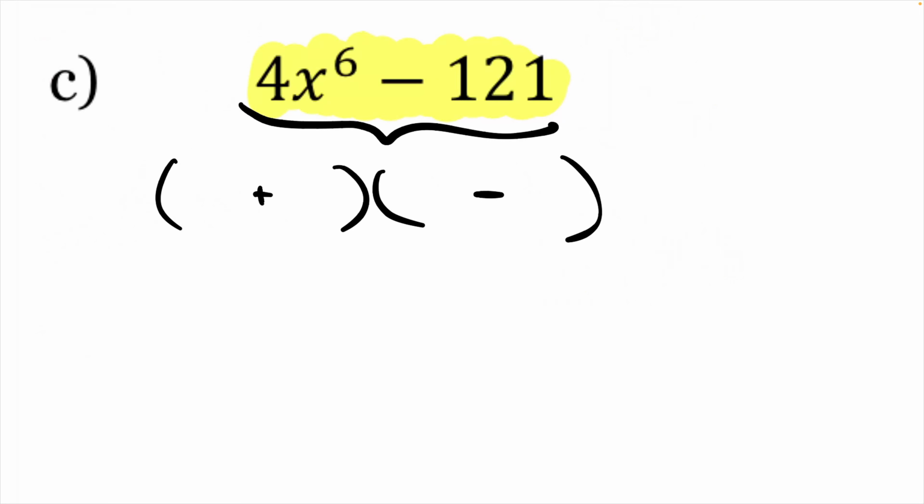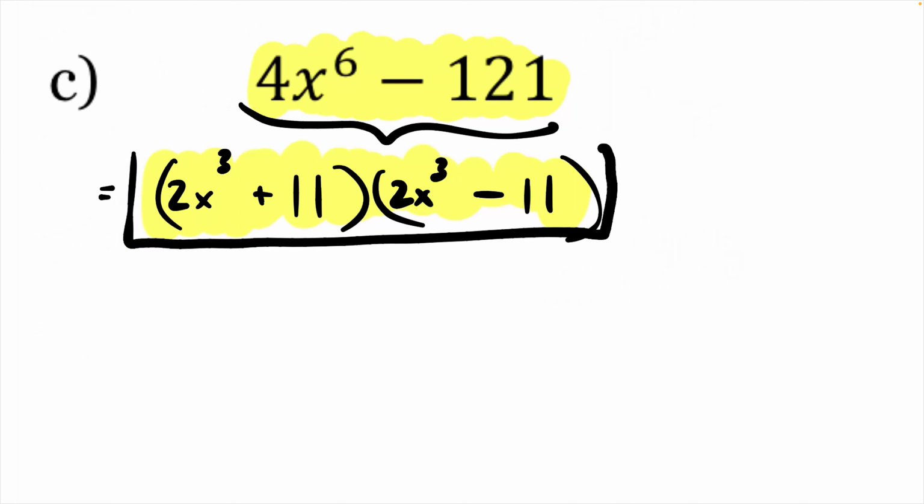What's going to go to the left of the plus and the minus? 2x3, right? 2x3, good. 2x3, because the square root of 4 is 2. Half the power, x3. And then what is the square root of 121? 11. Are any of those guys difference of squares? No. Now we're done. Okay. 1 box, 2 parentheses, just like that.